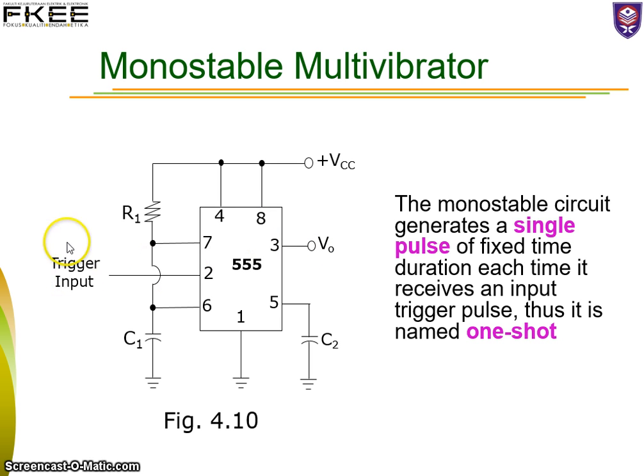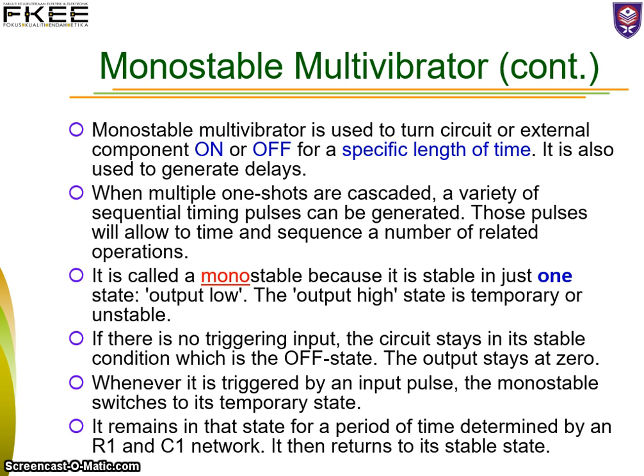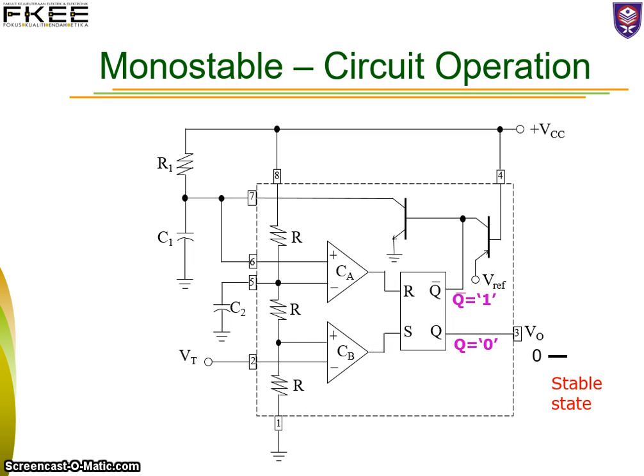There will be an output whenever you have a trigger input. Otherwise, the output will stay at a stable state. This is the operation of the circuit. You can read this later. Now I want to talk about what will happen when there is a trigger and when there is no trigger at pin 2.